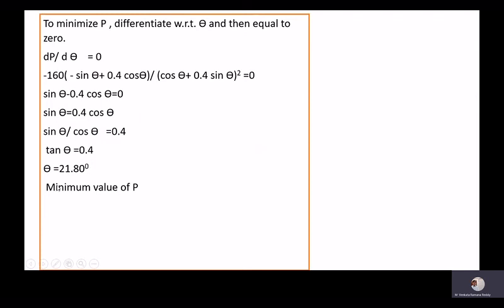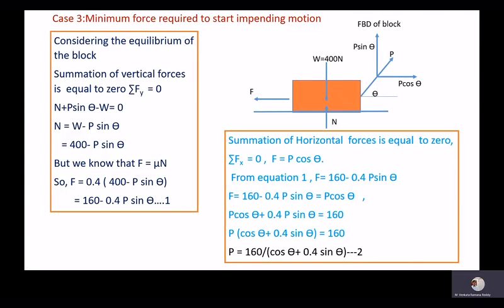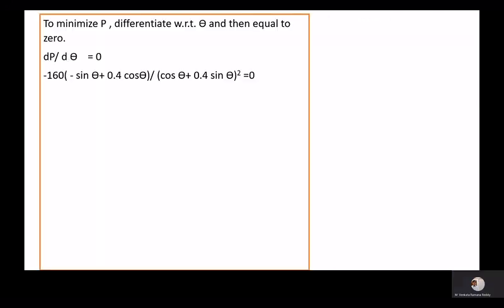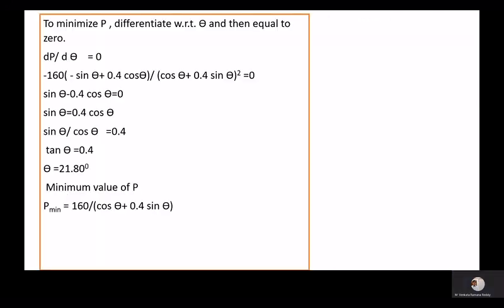Now this theta value is to be substituted in the equation P is equal to 160 by cos theta plus 0.4 sin theta. The theta value is calculated as 21.80 degrees. That value is to be substituted. After that, we got P value as 148.56 newtons.